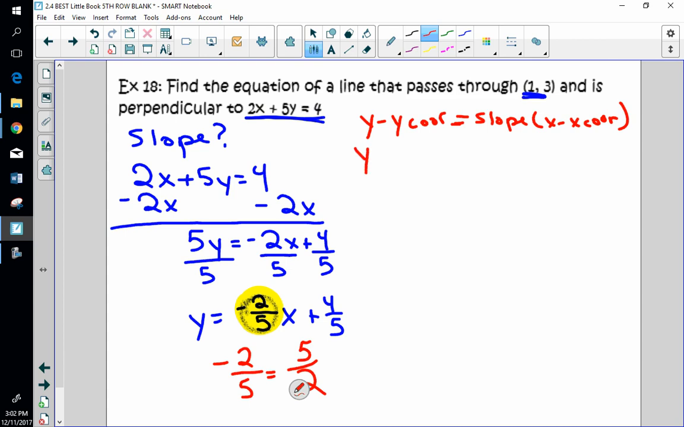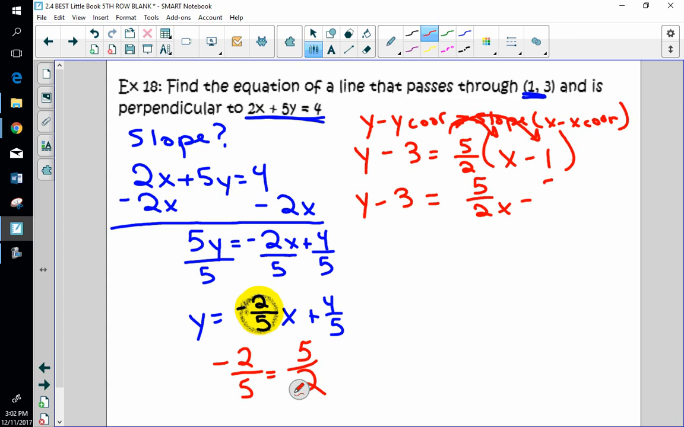So y minus y coordinate is y minus 3, because that's the y coordinate of the point that was given to me, is equal to slope, well, that's your 5/2, x minus x coordinate, and 1 is the x coordinate that was given. So you're going to solve this for y. You recopy y minus 3 equals, and I'm going to distribute 5/2 times x, 5/2 x, and 5/2 times minus 1 is minus 5/2. The next step is you're going to add 3 to both sides.